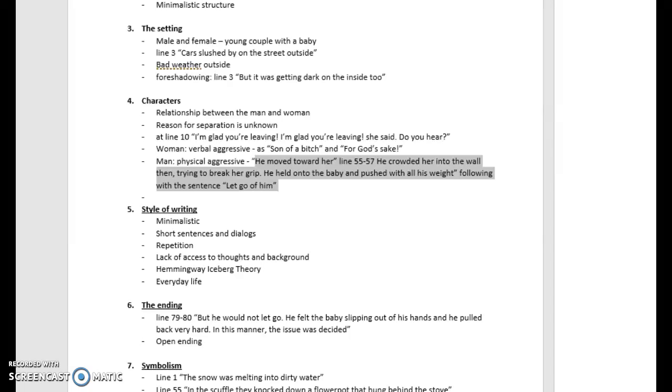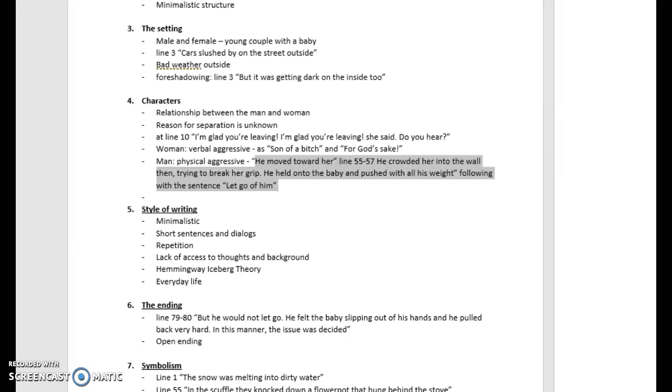Especially the last sentence, "let go of him," is used a lot in this short story by both the man and the woman. Furthermore, the minimalistic style comes to expression with the lack of access to the characters' thoughts, and the story does not offer any background to why they fight over the baby and are going through this separation. We might assume that it is inspired by Hemingway's iceberg theory, because we're only shown the tip of the story. We have no access to their thoughts or feelings. We don't know why they're separating. Therefore, we only know a little bit, while there's so much more that we don't know.